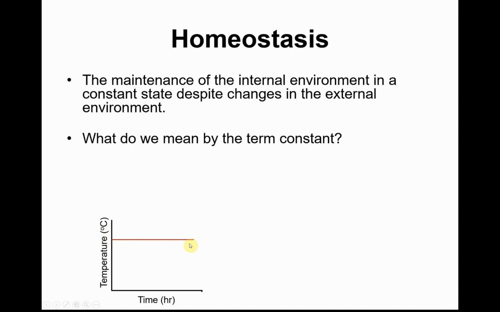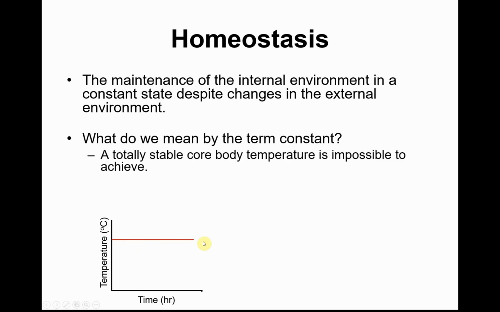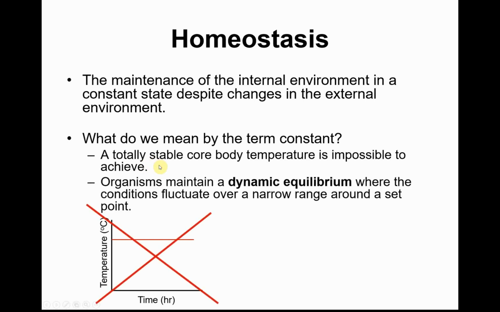Does it stay constant? Is it a straight line? Well, it's impossible to achieve in living systems, even in mechanical systems created by humans. There will be changes. So it's impossible to be totally stable. Okay, so what we actually mean is there's what we call dynamic equilibrium. So dynamic is constantly changing, equilibrium is a balance where we get fluctuations over a narrow range around a set point. So if you actually looked at the graph, you would go up and down a bit, but there's a set point from which it doesn't really deviate very much.